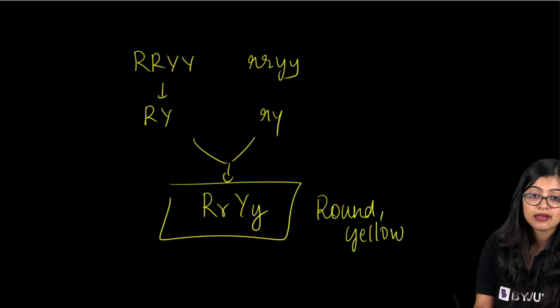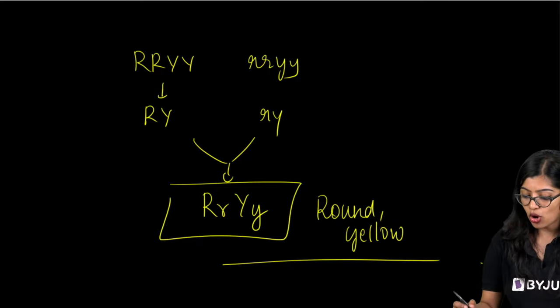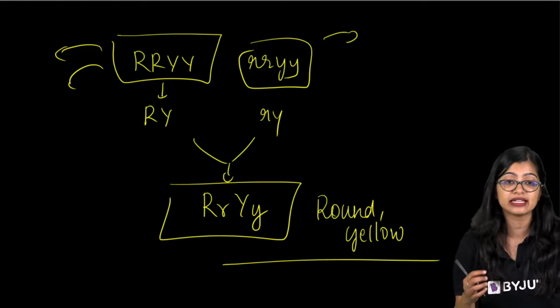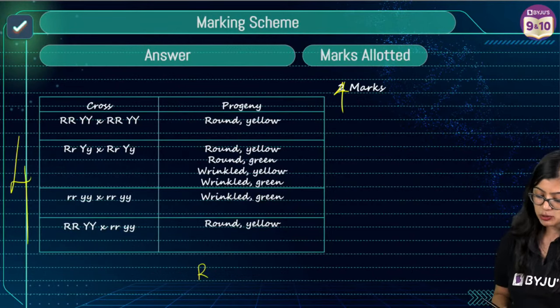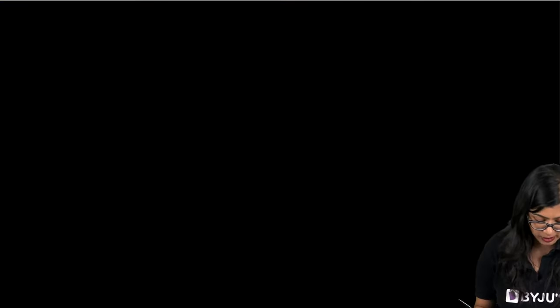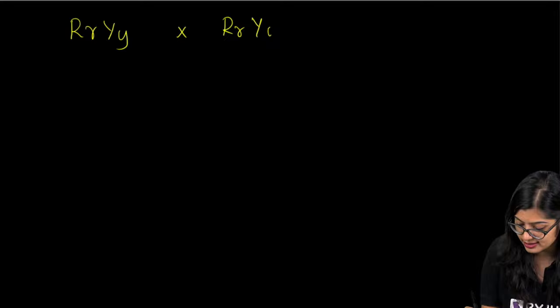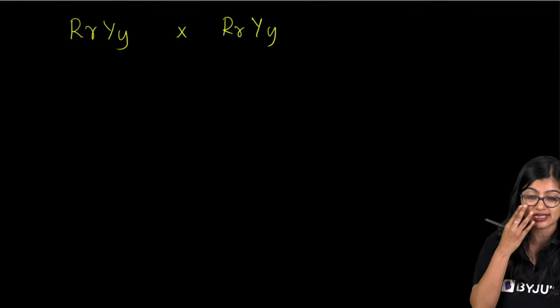Are we clear? Homozygous means similar pair. Heterozygous means dissimilar pair. Ma'am, explain the second one. Oh, I have to explain the dihybrid cross. No problem. So we have this crossed with this, right? So this is your dihybrid cross.